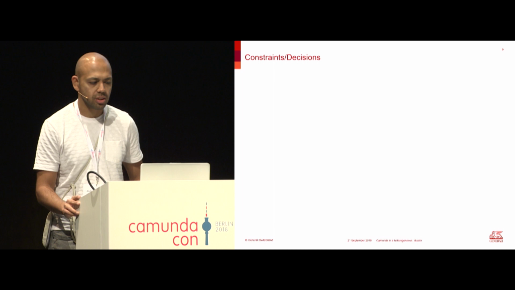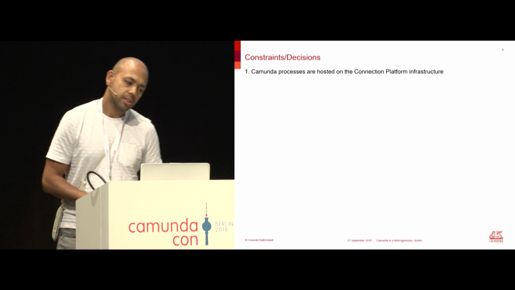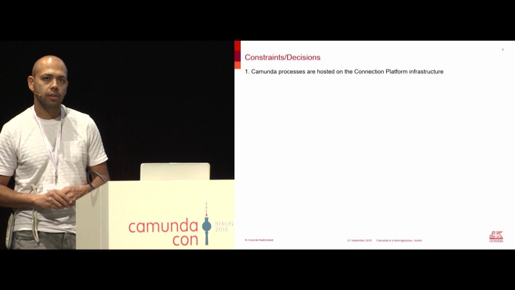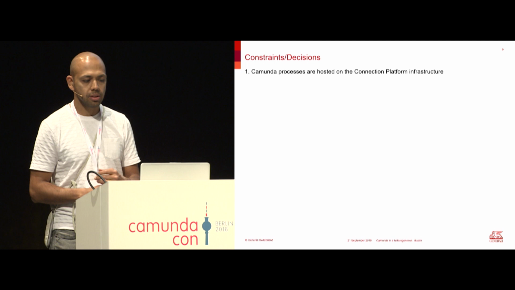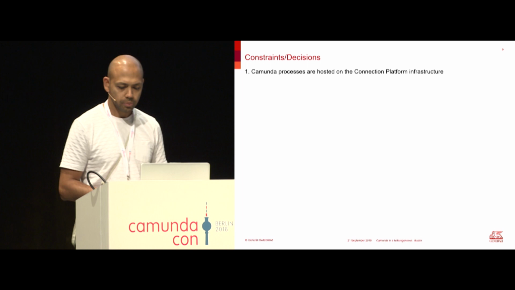So what were they? One is that the Camunda processes are hosted on the connection platform itself. What this means is we are coming up with a process to deploy microservices on the COPA acceptance and prod environments, but the Camunda infrastructure also runs on COPA as well. What this means is it's running in Kubernetes pods.